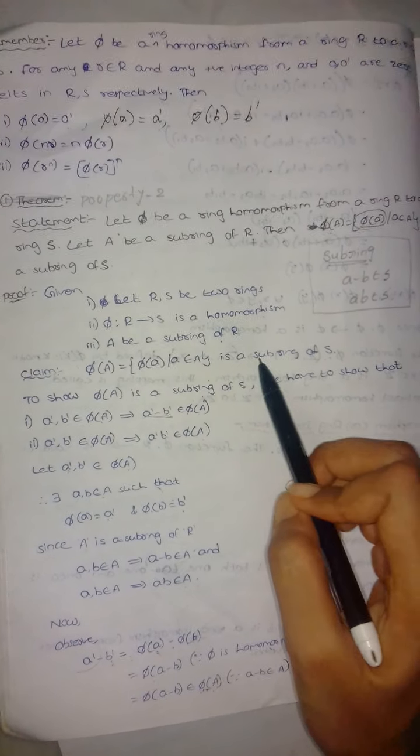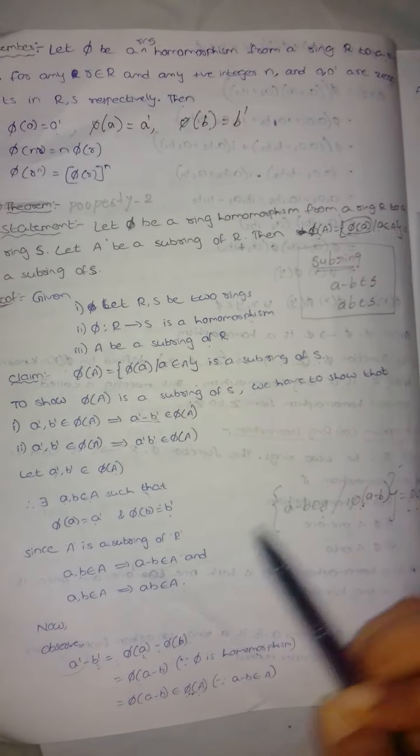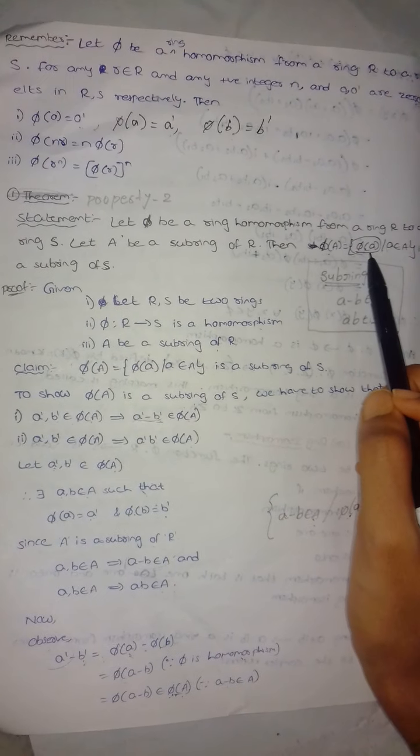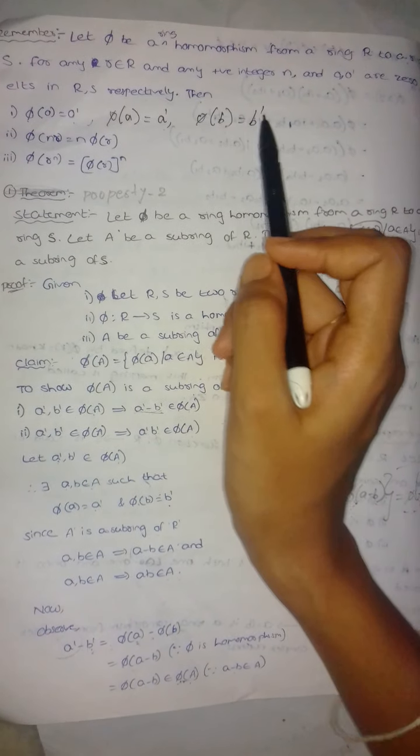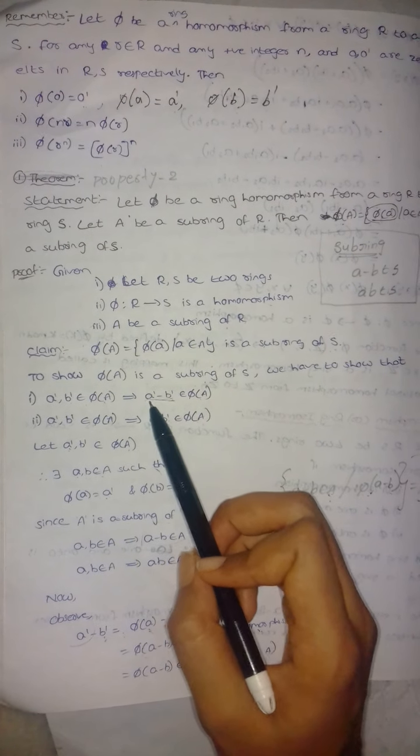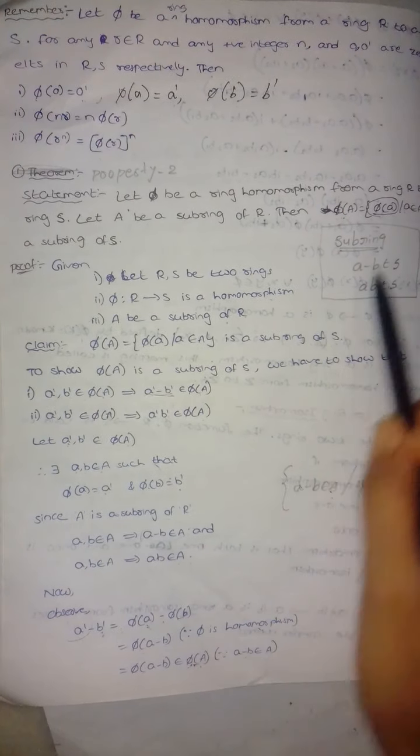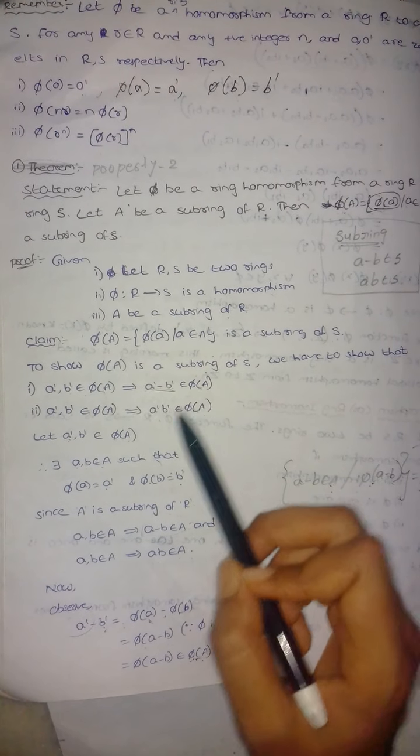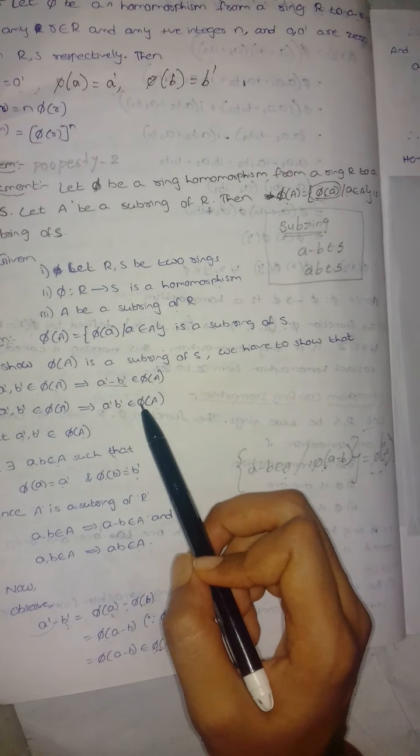Now to prove it is a subring, the two conditions of a subring are: A minus B belongs to S, and AB belongs to S. The elements of pi of A will be in the form pi of A equals A dash, pi of B equals B dash. That is why we are considering these pairs. So the subring conditions we have to prove are: A dash minus B dash belongs to pi of A, and second, A dash times B dash belongs to pi of A. These two conditions we have to prove.